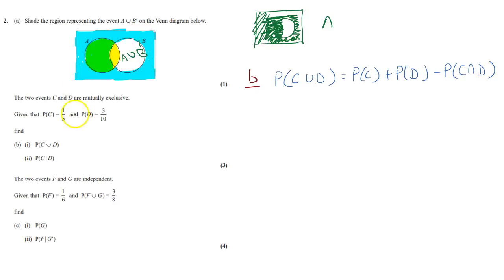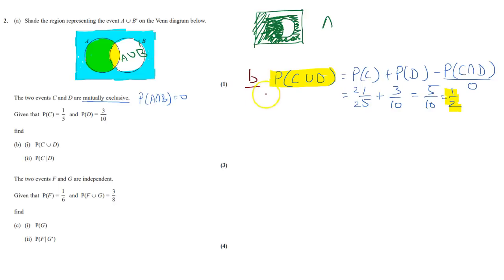And we know for mutually exclusive, A intersection B is 0. So this thing is 0. This one is 1 over 5 and this one is 3 over 10. So multiplied by 2, 10, so 3, this is 5 over 10. So that is 1 over 2. So probability of C union D is 1 over 2. This is the first part.